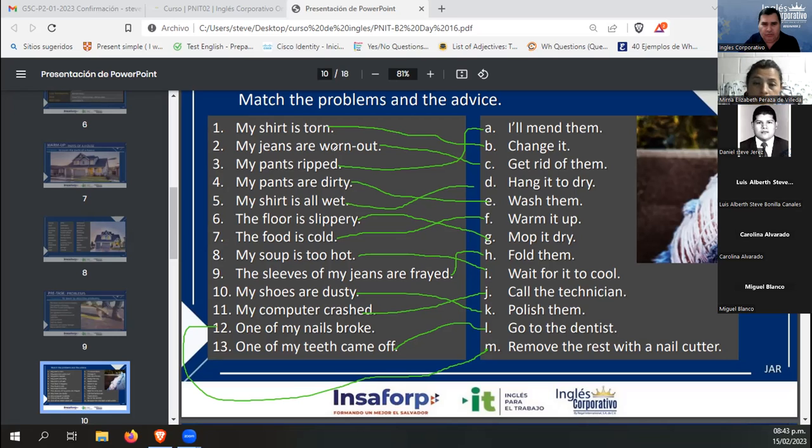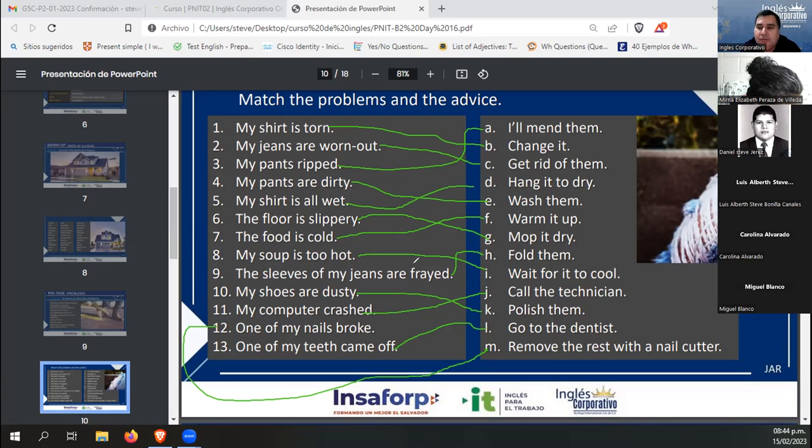Some of the vocabulary. Torn. Worn out. Rip. Ripped. Okay. Teacher, en el diccionario decía rip, roto. Y torn, roto. Torn es si se rasga y se rompe, ¿verdad? Es torn. Pero el ripped es cuando se van los hilos. Solo los hilos se revientan. Como descosido. Las costuras, teacher. Sí, las costuras. Y torn es cuando se rompe la tela. Sí, cuando se rompe la tela también es torn. Se desgarra.